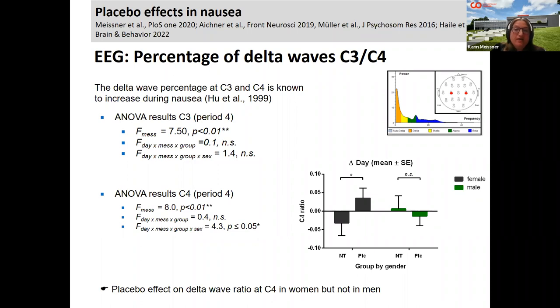So somehow there appear to be differences between males and females with regard to physiological placebo responses. However, the behavioral placebo response, may it be with regard to nausea or also appetite and satiety, is always the same across sexes. We just have a difference in physiological patterns. And this could also be observed in other studies as well.